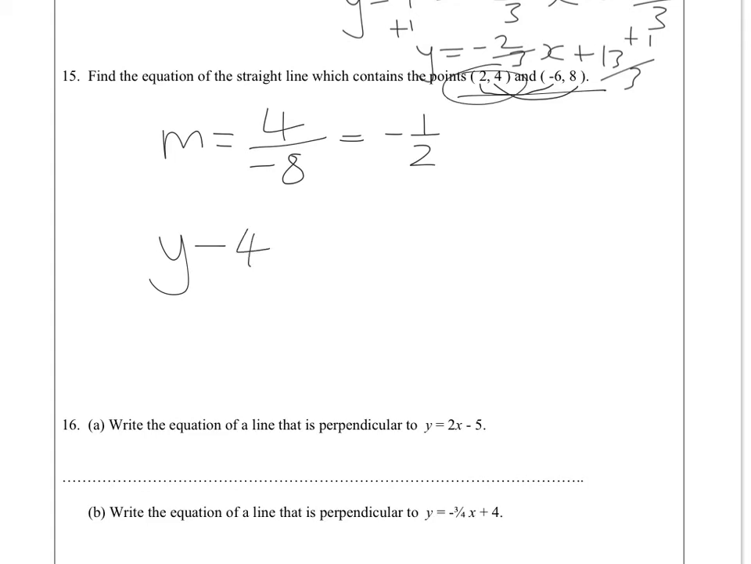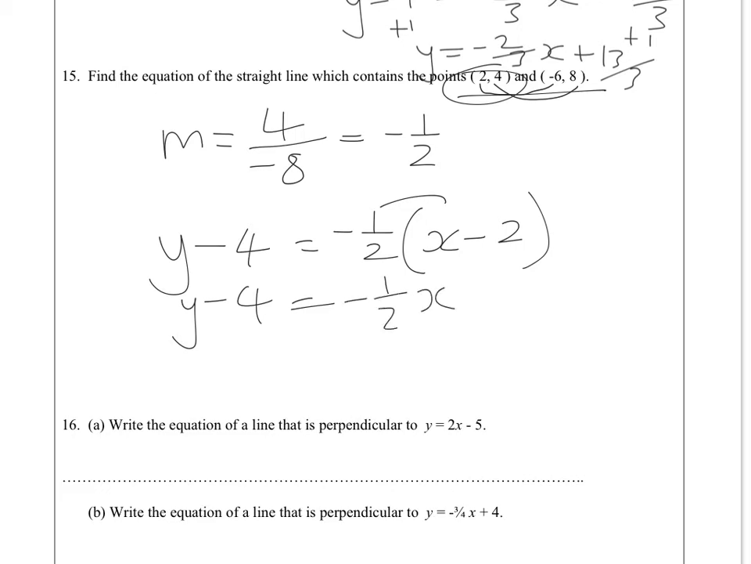Y minus 4 equals m, x minus the 2. Y equals negative half x plus half of 2 is 1. Add 4 to both sides, plus 5.